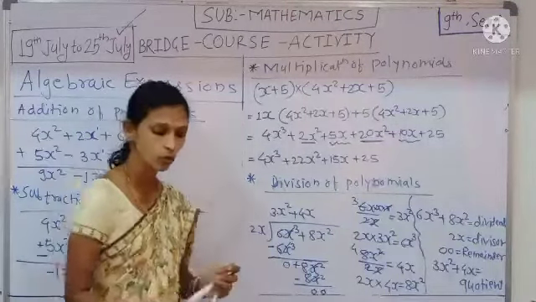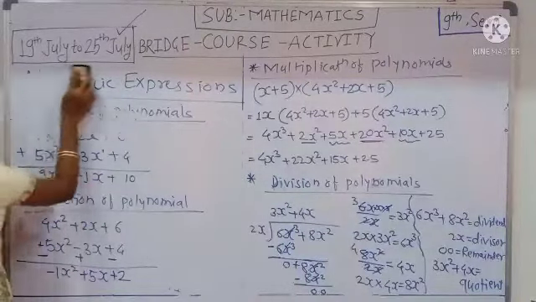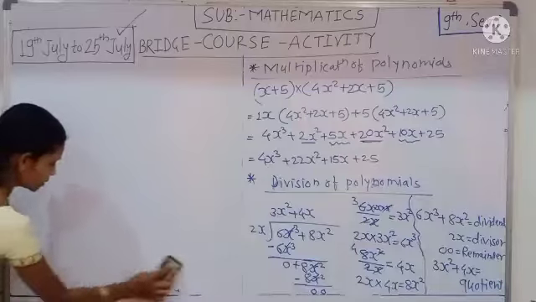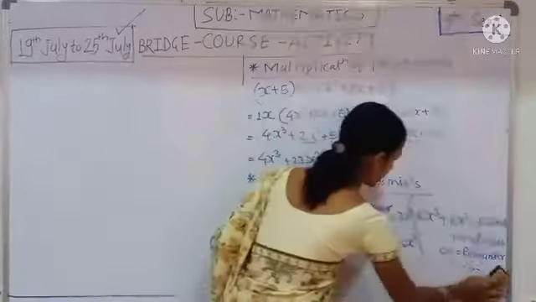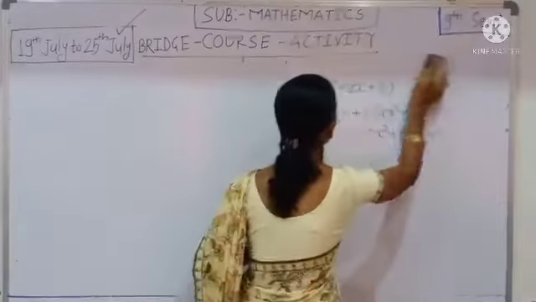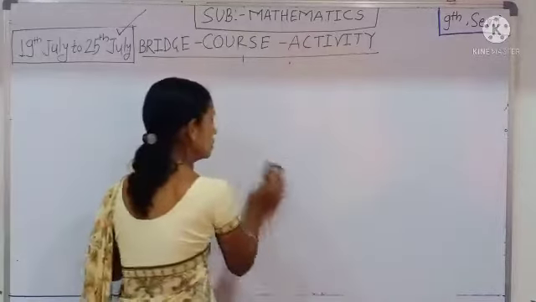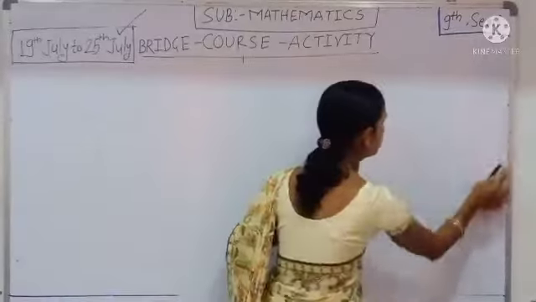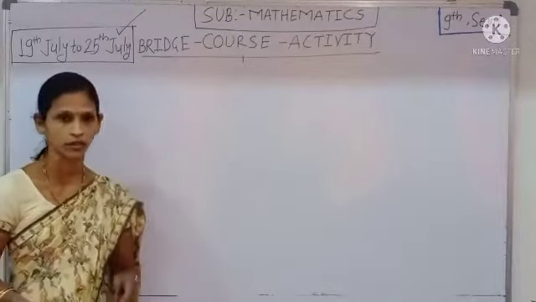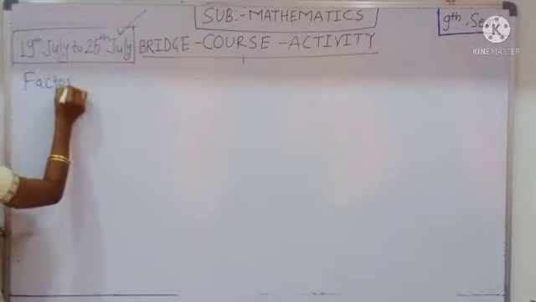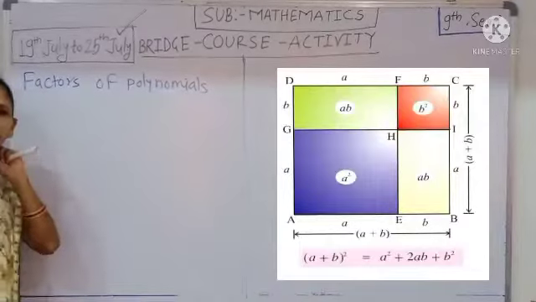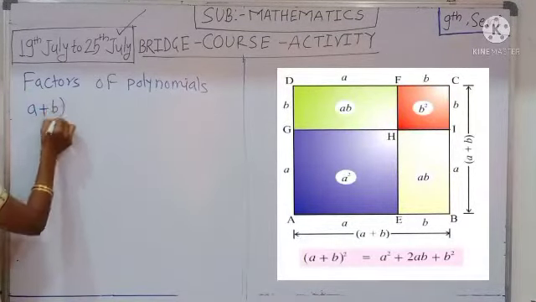Then see here, we have to remind a few concepts related to algebraic expressions, that is, a few expansions of algebraic expressions, and we can find out the factors of a few algebraic expressions, and we can generalize those expansions and factors of given algebraic expressions. There are different types of algebraic expressions. We can write their factors. Then we have to remind the factors of polynomials.